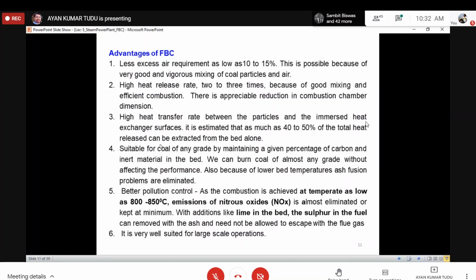It is very well suited for large scale operations. Okay, so nowadays we actually are trying to go for these fluidized bed combustions because most of the power plants that we have nowadays are gas turbine power plants. Okay, then what are the drawbacks?